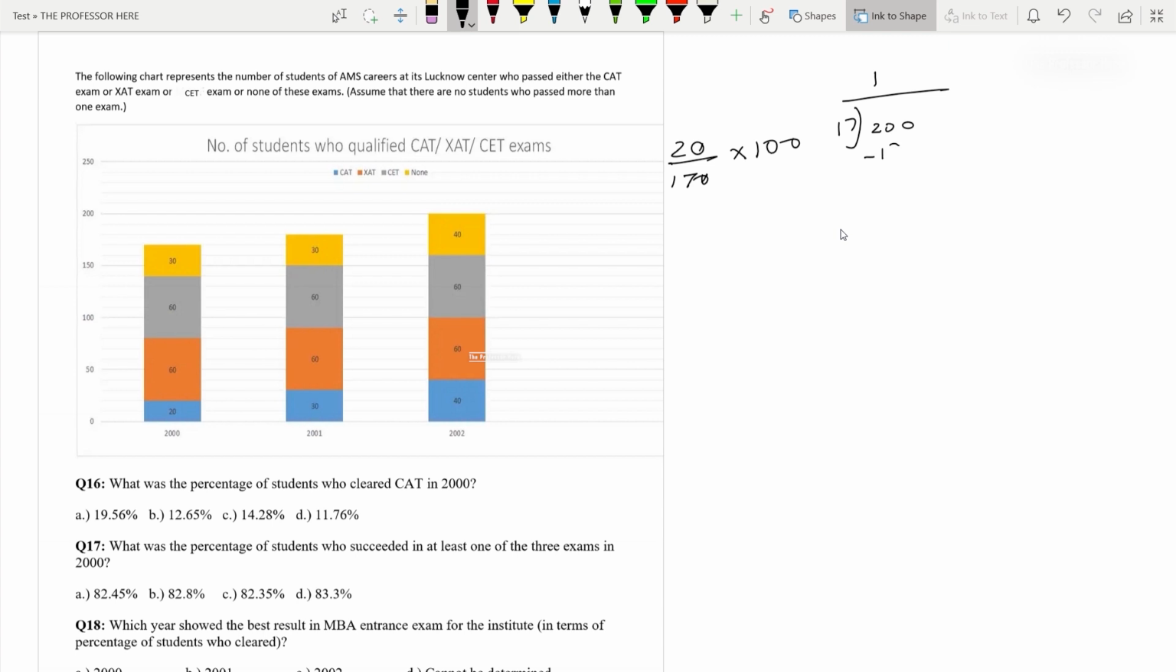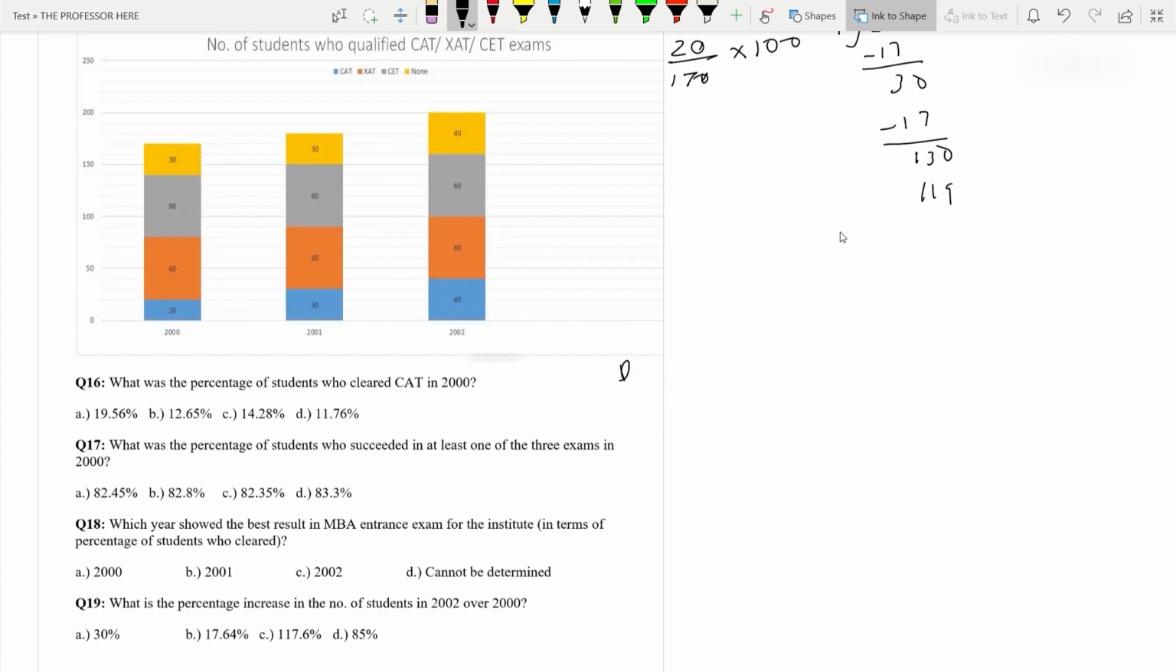1 minus 17, 3, 0. 1 minus 17, 1, 3, 0 becomes 17, 5s are 85, 92, 102, 119, 1197. So the answer is 11.7. Option D.